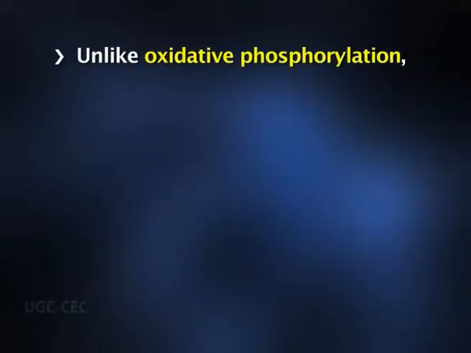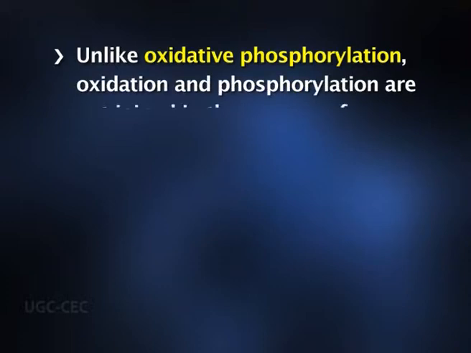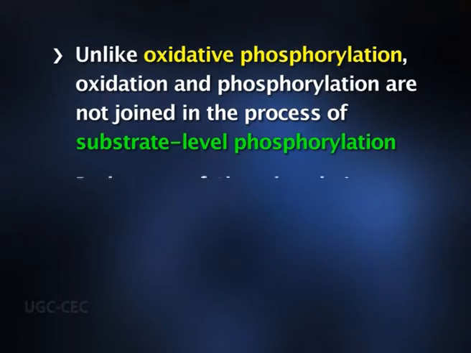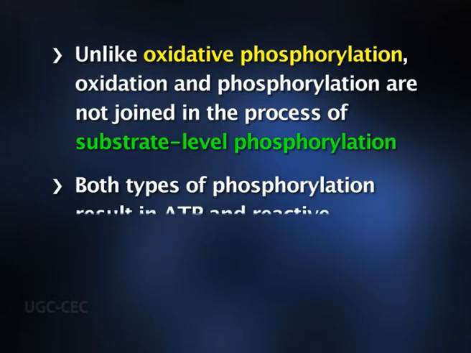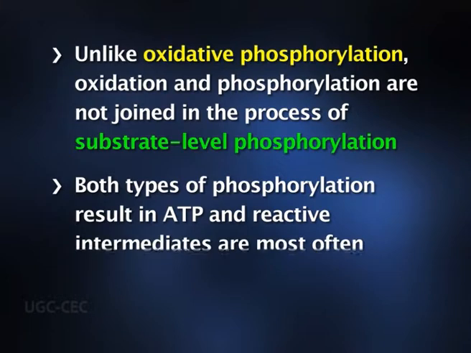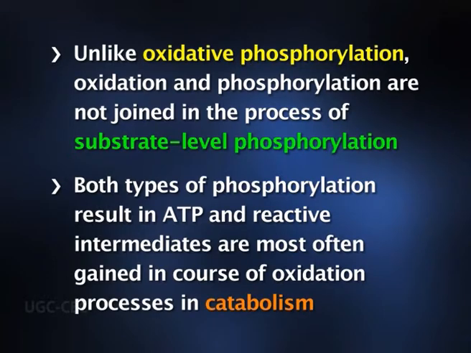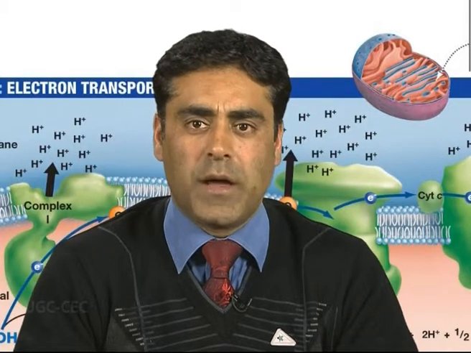Unlike oxidative phosphorylation, oxidation and phosphorylation are not joined in the process of substrate level phosphorylation, although both types of phosphorylation result in ATP, and reactive intermediates are most often gained in the course of oxidation processes in catabolism. However, usually most of the ATP is generated by oxidative phosphorylation in aerobic or anaerobic respiration. Substrate level phosphorylation serves as a fast source of ATP independent of external electron acceptors and respiration.